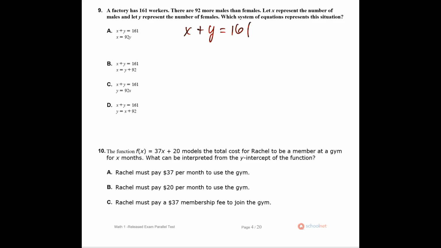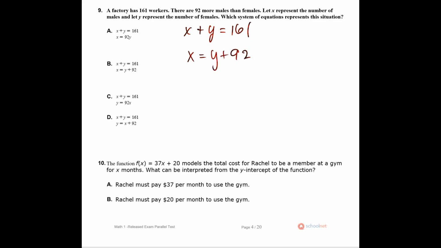But then let X represent the number of males. So we have X. There are 92 more males than females. So the males are equal to the females. So I'm about to write Y plus 92, right? Because there's 92 more males than females. All right. So number 9 has to be B.